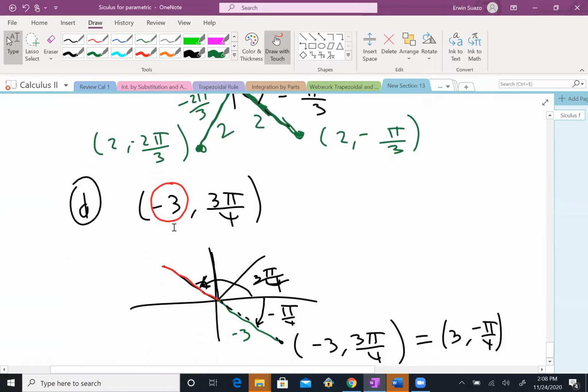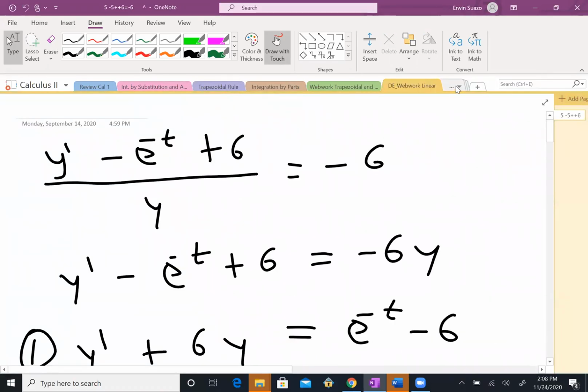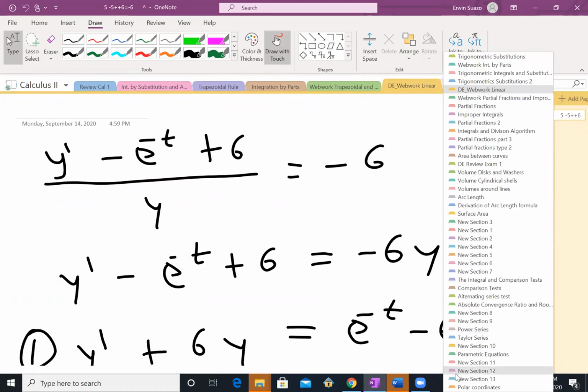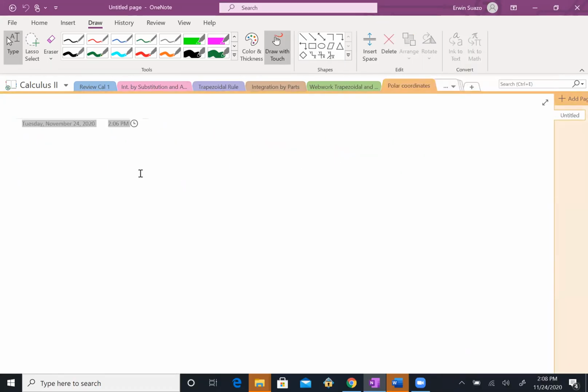This was an important example. If the radius can be negative, and you do 3 pi fourths, so you move the angle 3 pi fourths, and this is positive 3, then you have to go negative 3 in this direction. Okay, so that's what I want to mention before going to the next part of polar coordinates.